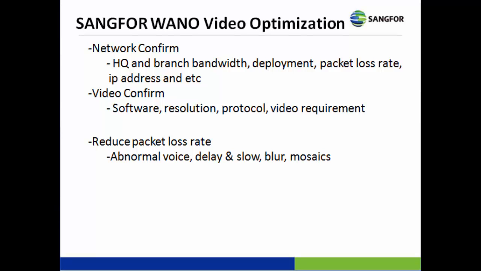By configuring the video optimization, we can reduce the packet loss rate. A high packet loss rate will cause the video to have abnormal voice, delay and slow, blurry video, and also a mosaic screen.